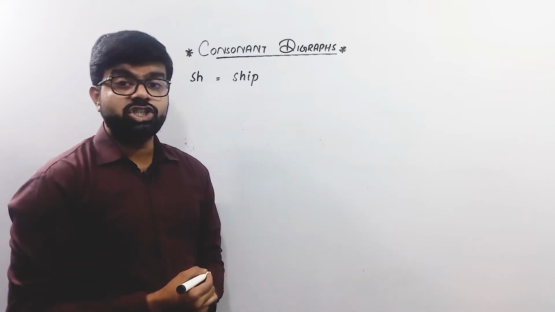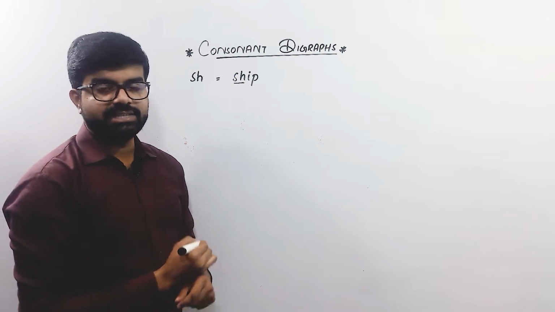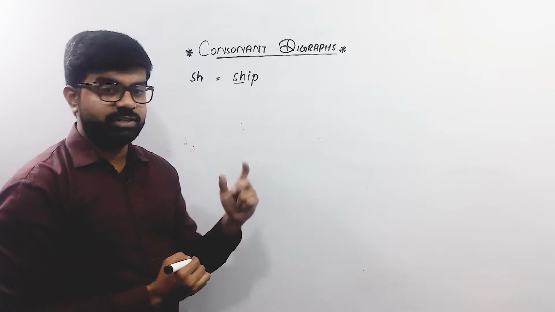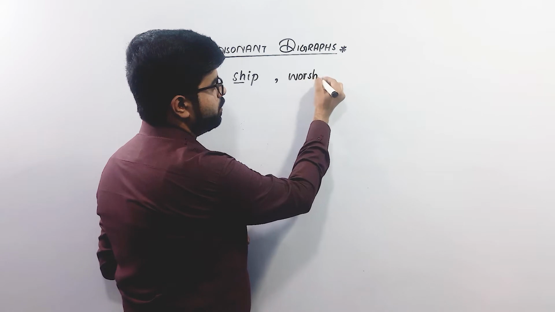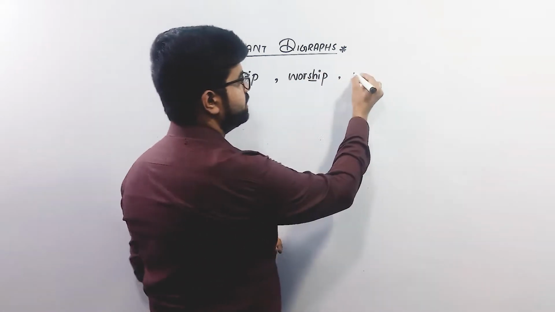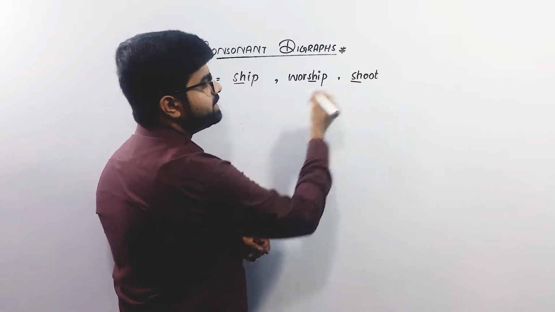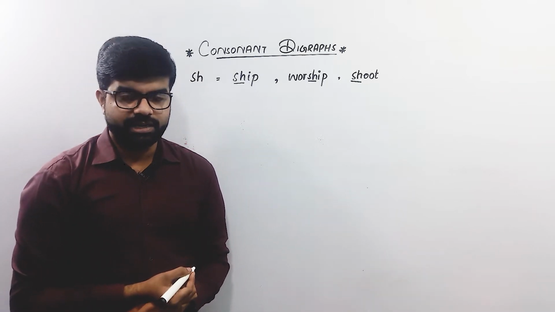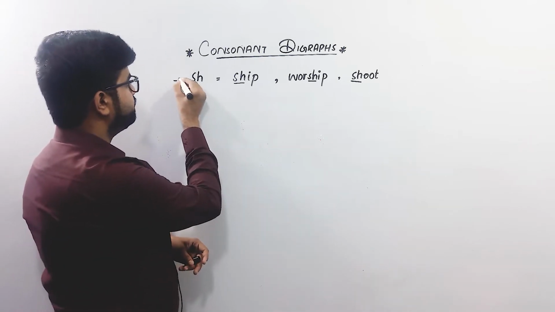Let me give you an example. It has sh sound, as in ship. You can see the sound of S and H is a bit different from their original sounds. Ship, worship, all right, and shoot. All right, in these three words, the sound of S and H is very different. It has sh sound. All right, so let's move on.